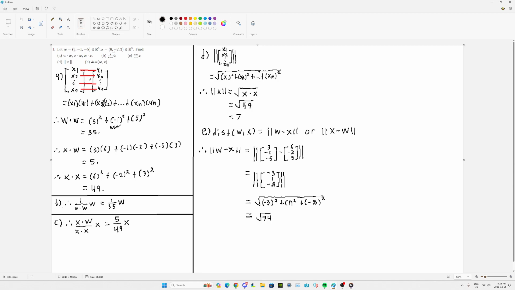x dot w, that's just going to be 3 and 6. Negative 1, negative 2, negative 5, and 3. x dot x, once again, we have the w dot w case, so we're going to square everything.